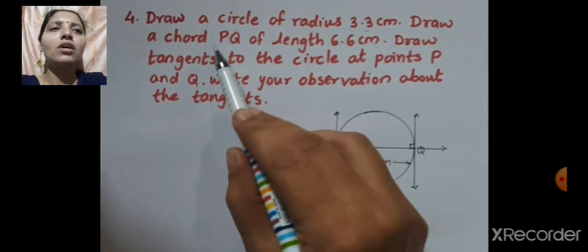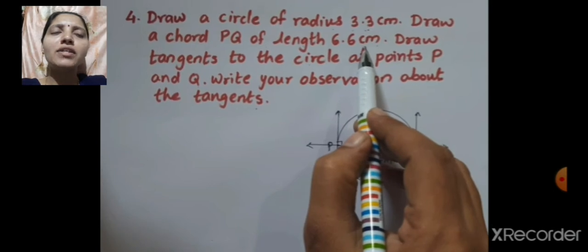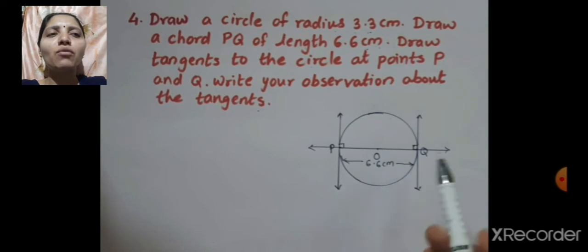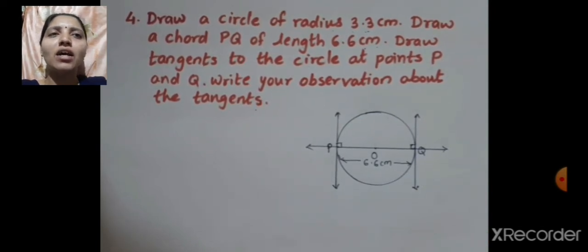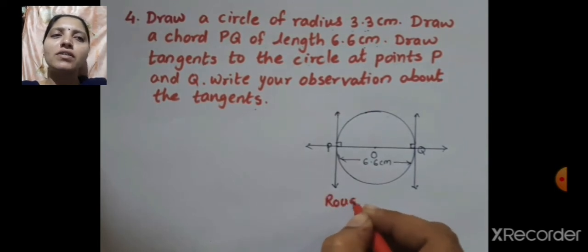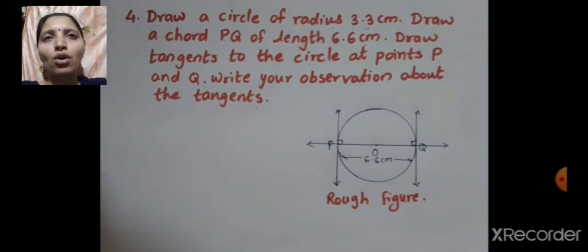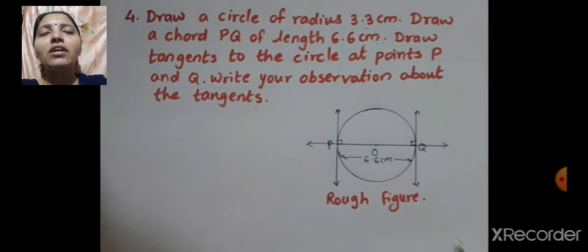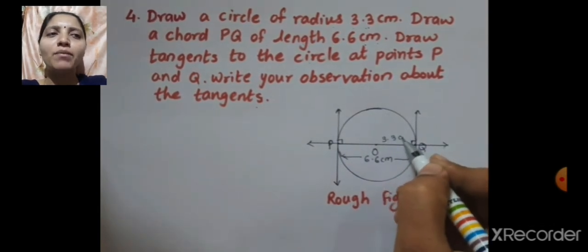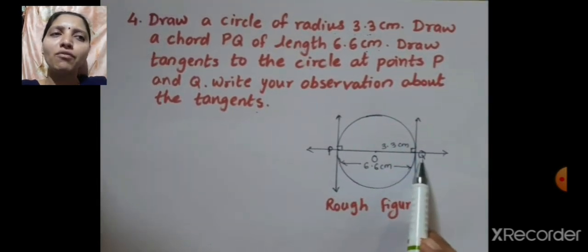So here, what is given? The length of the chord is 6.6 centimeters and the radius is given as 3.3. So what can you say? Yes, the chord PQ is the diameter of the circle, because we know that the diameter is the longest chord of the circle, and the length of the chord is 6.6, which is double the radius. We know that the diameter is double the radius. So this way you have to draw the rough figure first.